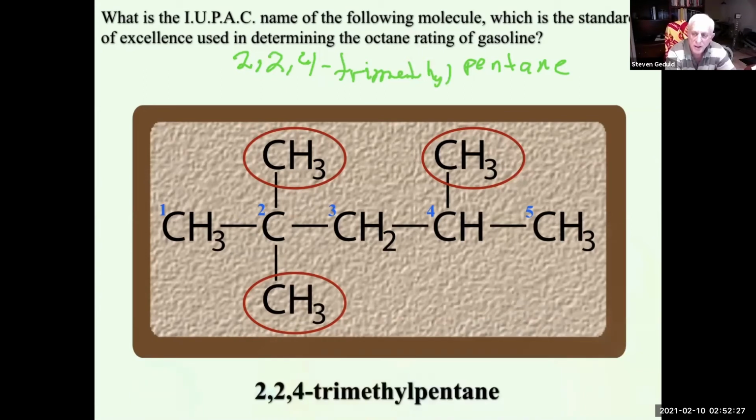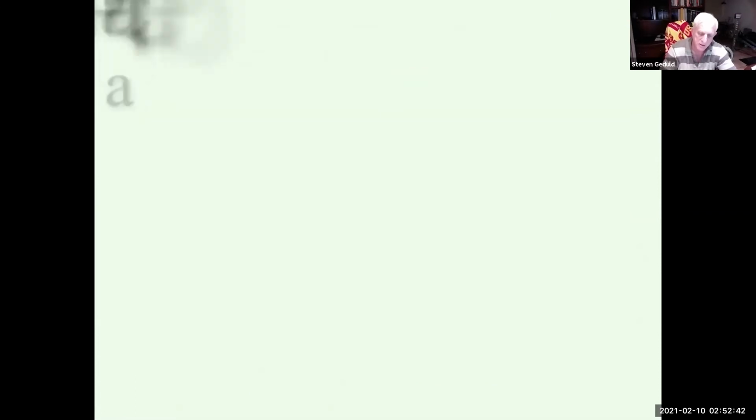You got it. Commas between numbers. Dash between numbers and letters. Everything else you just put right together. You guys got this. Making a lot more sense here.